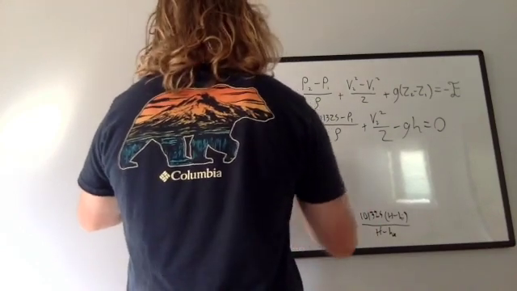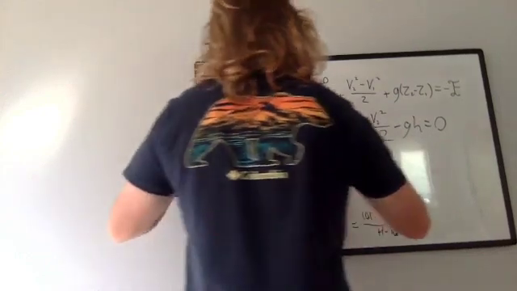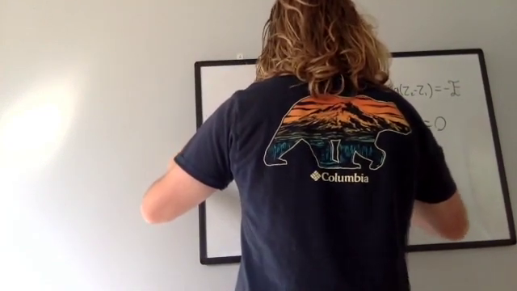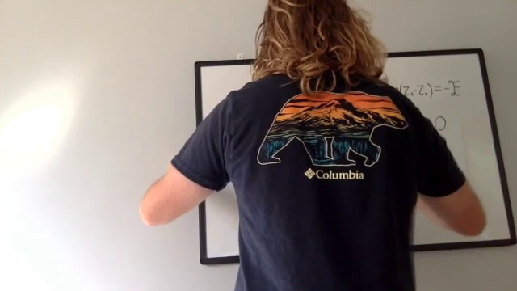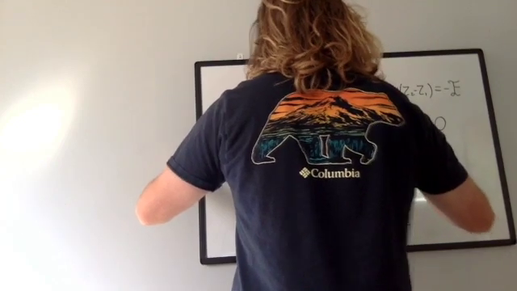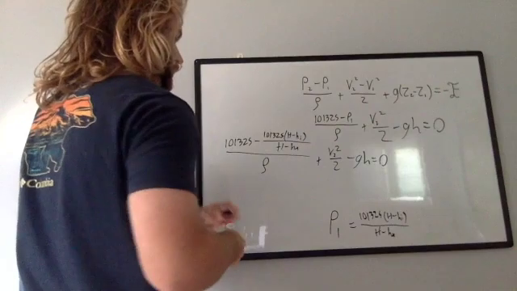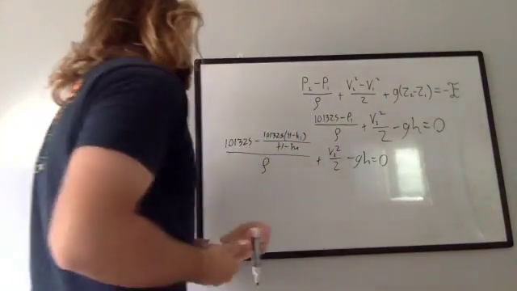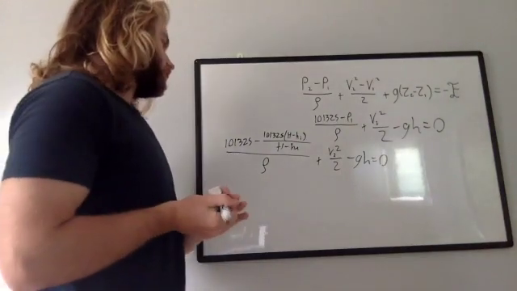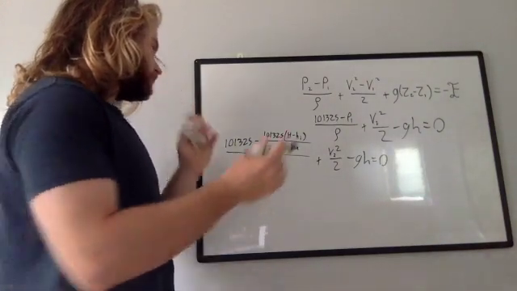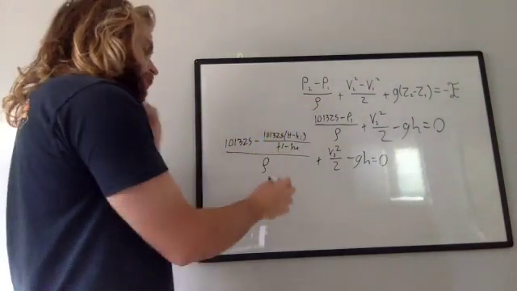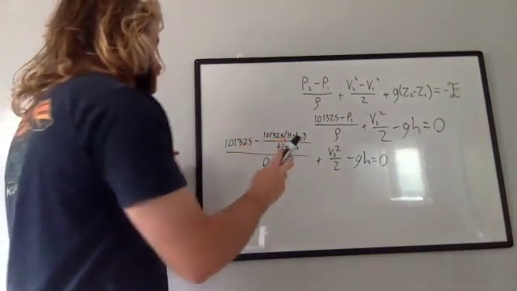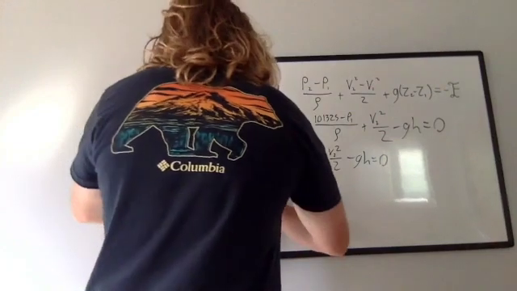Alright, and then this is all going to be over the density, and then we have everything else that we had over here, minus GH equals 0. Alright, we can go ahead and erase this down here. Alrighty, so now what we can do is we can take out a 101,325 over the density over here, and that will give us a much simpler expression over here.